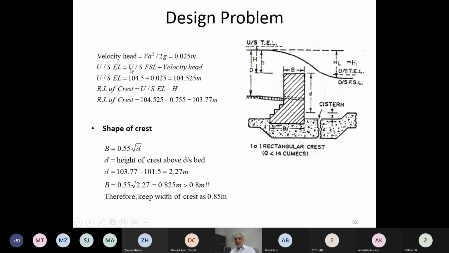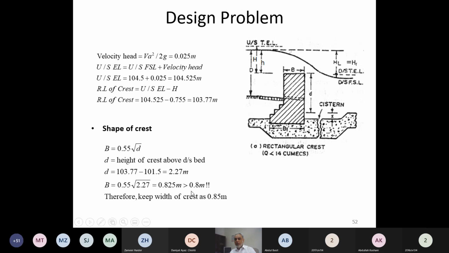Then upstream energy level, upstream full supply level plus velocity head. Then reduced level of the crest is created, upstream energy level minus H. And using this reduced level, D is calculated, crest level minus downstream bed level 2.27. Then they have put it in the formula. B comes out to 0.825, which is more than 0.8. Therefore, we will be rechecking it at least once.